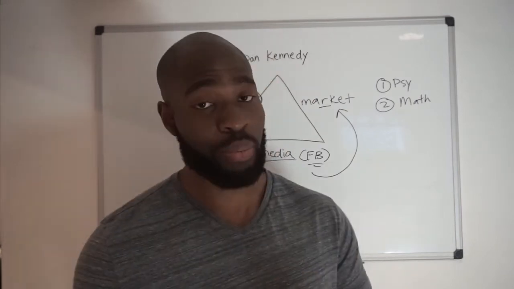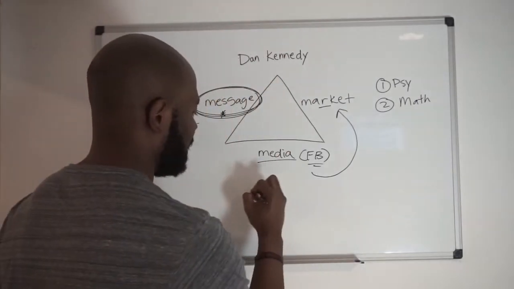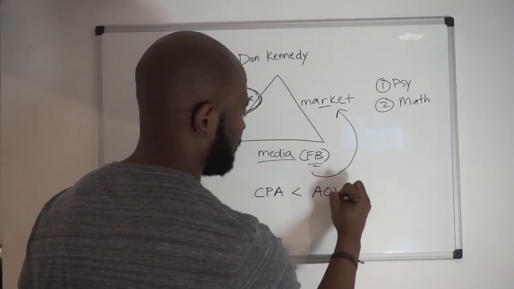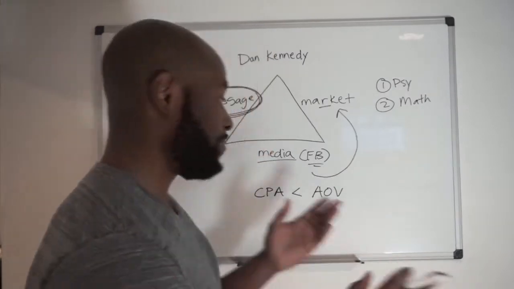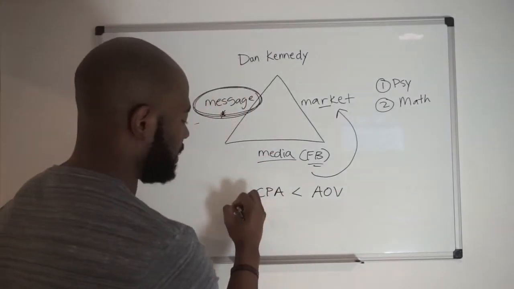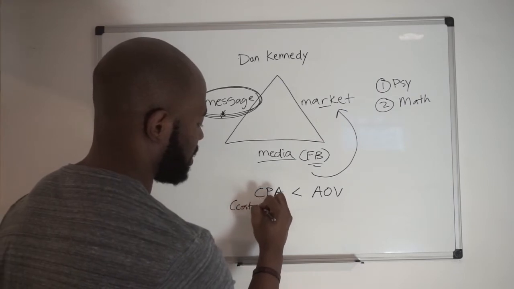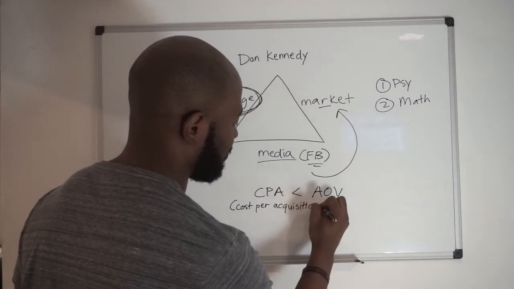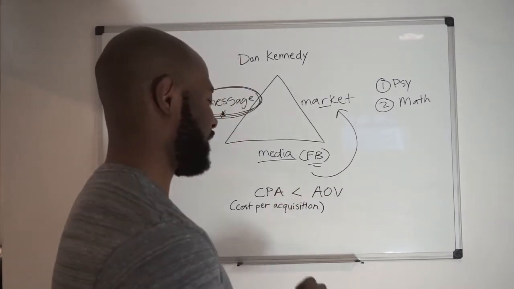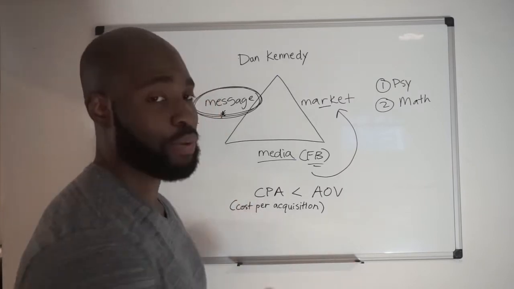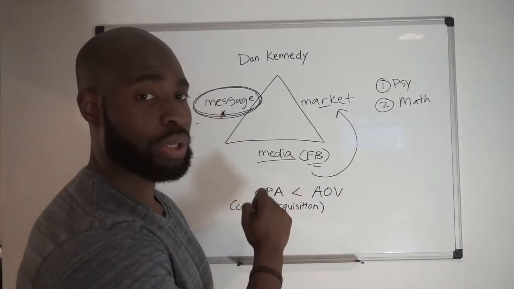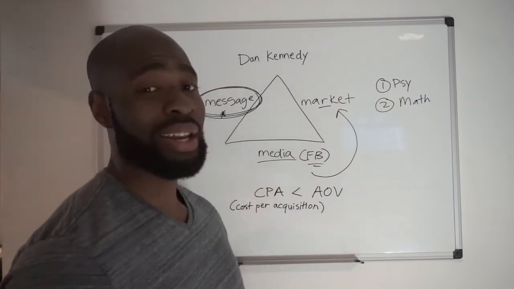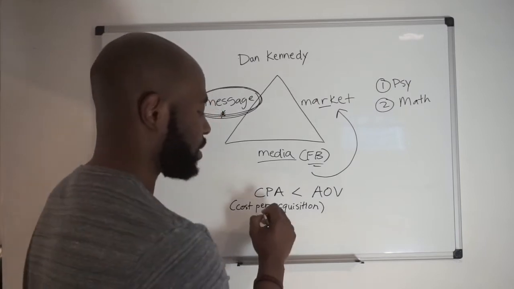And the simple numbers you're going to be looking at is your CPA over your AOV. Now, for those of you who may not know what this means, I'm going to break this down. CPA means cost per acquisition. And guys, if I spell this stuff wrong, I'm a terrible speller. So I think that's right. But anyways, cost per acquisition. How much is it costing you to get a result? Whether that's a buyer, whether that's a lead, a sign up, a viewer for a webinar, whatever it is. That's your cost per acquisition.